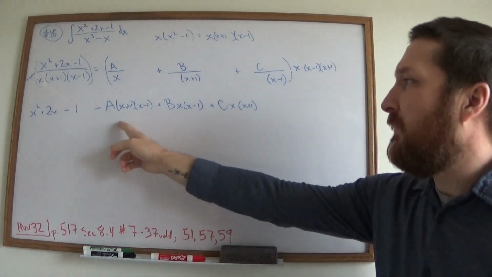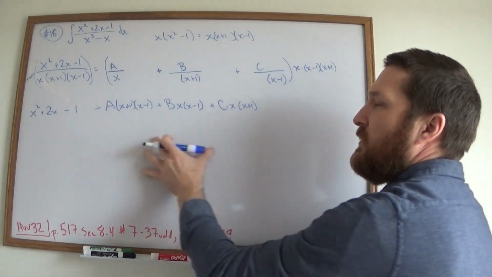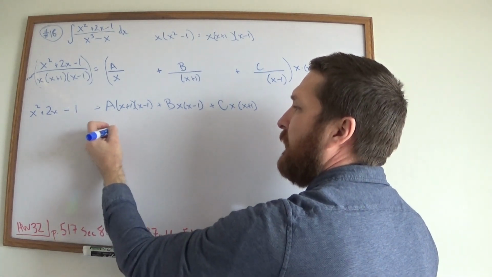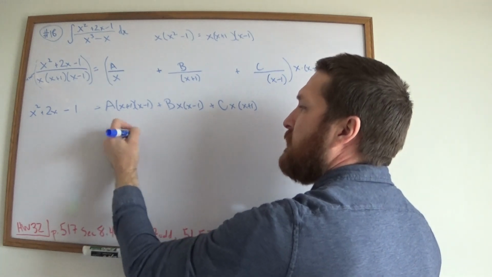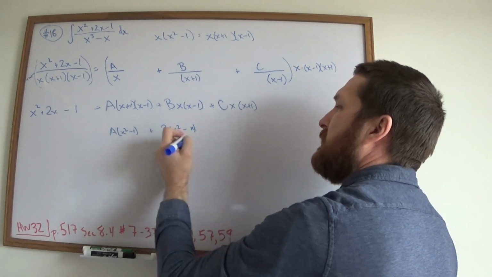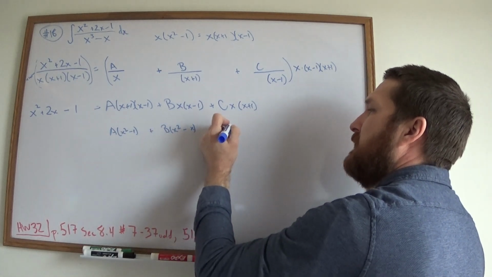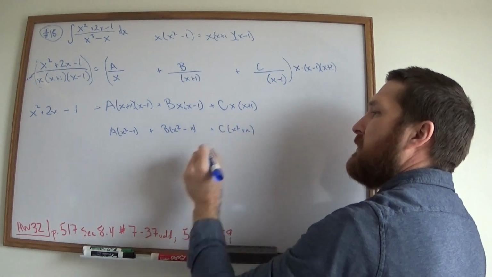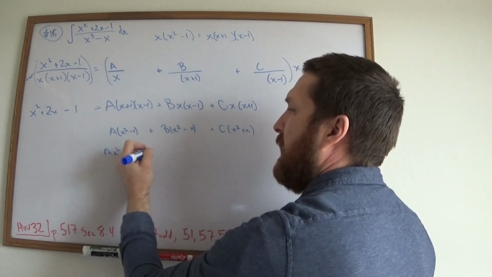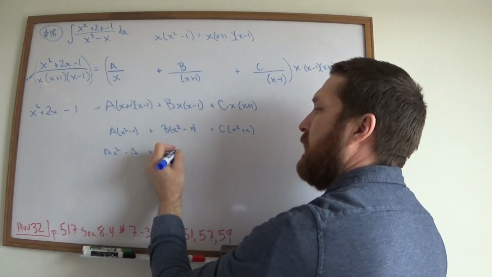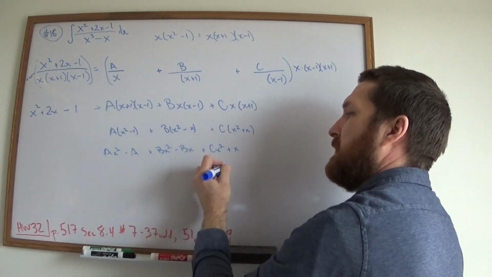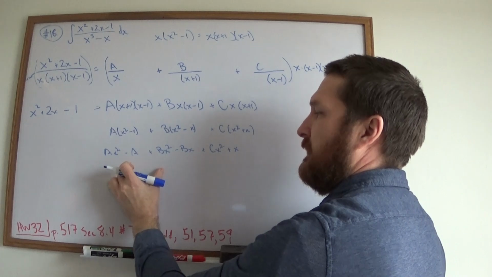is to multiply all of this stuff out. You end up with an x squared minus 1 here, b x squared minus x here, c x squared plus x. Then we condense everything so we get ax squared minus a plus bx squared minus bx plus cx squared plus x. Then we keep rearranging.